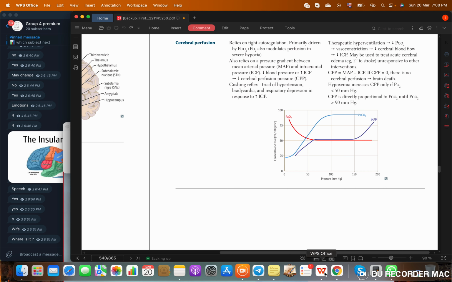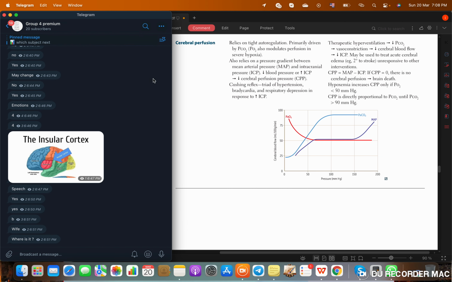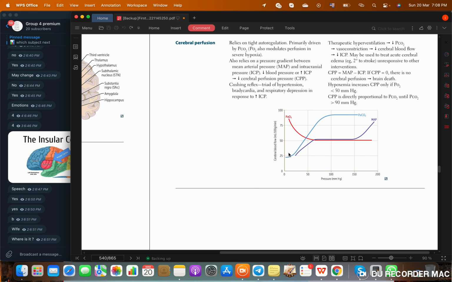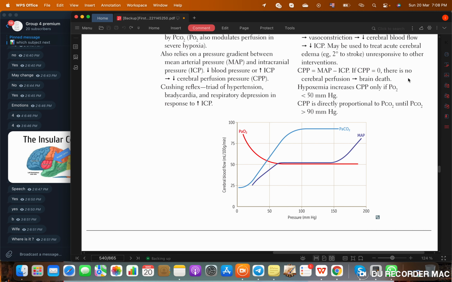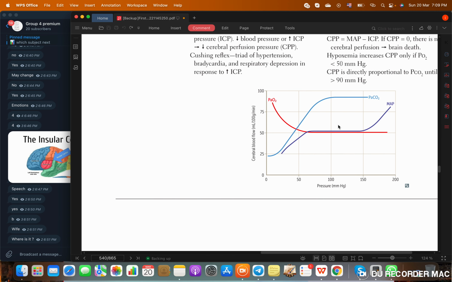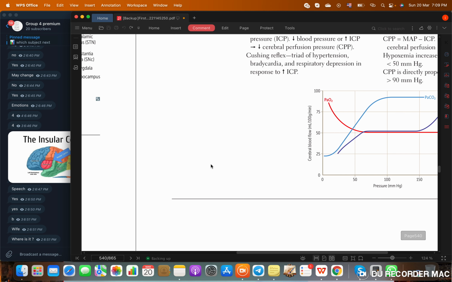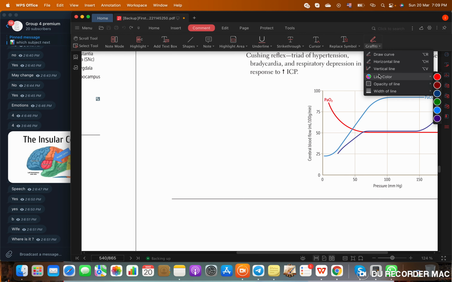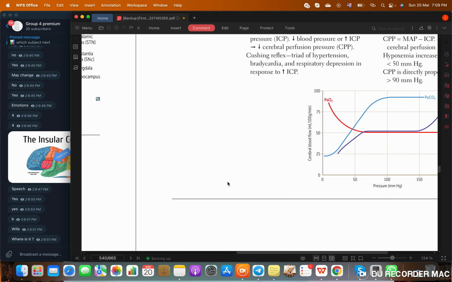Hello everyone, welcome back. So let's continue with the cerebral perfusion. Cerebral perfusion is how much blood is making it to the brain. So let's try to understand how that even works. Before I speak about anything, I'm just going to make a stupid drawing here. So this is the skull. Okay, this is the skull.